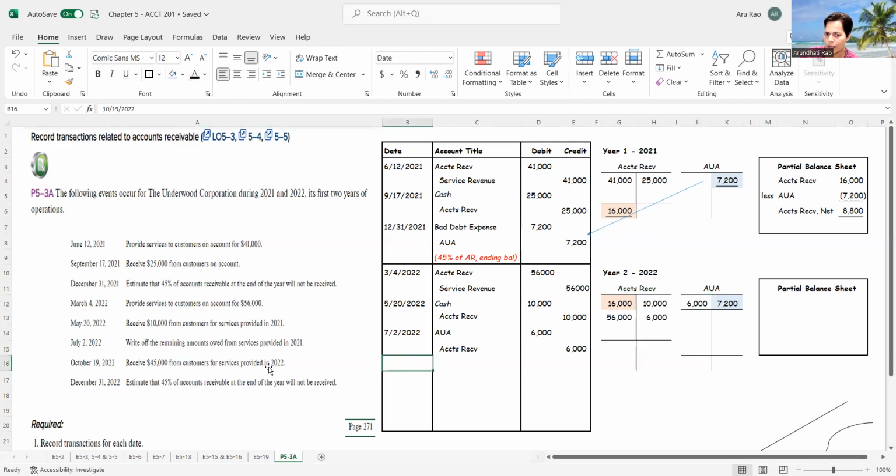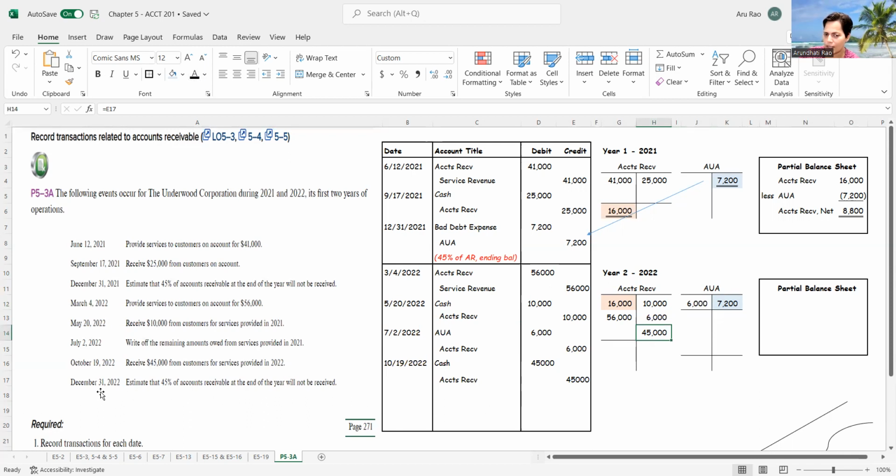Now let's move on to the next entry or the next transaction. On October 19th, I collected 45,000 from the current year's sales. 45,000 I got cash. I credit accounts receivable. That's 45,000. So again, accounts receivable is credit 45,000. I put that on the credit side, 45,000. Accounts receivable is credited 45,000.